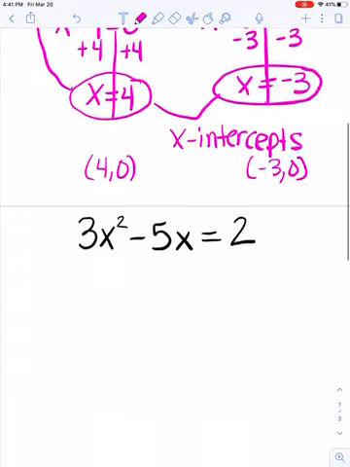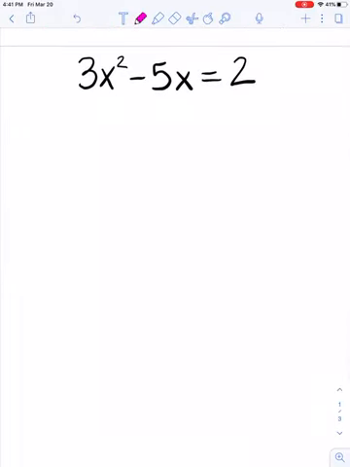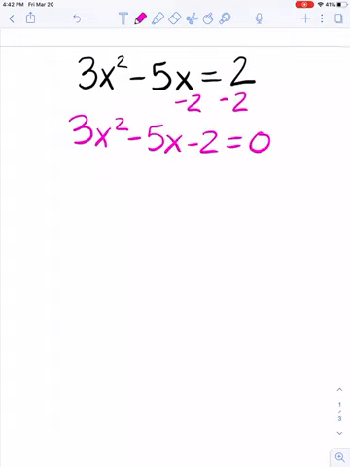So here's the first example. I'd like to do one more. You should notice something right off the bat with this problem, that something's not quite right. Hopefully you see that it's not set equal to 0, so we need to do that first. Set the quadratic equal to 0. So I subtract that 2 to the other side. Now it's set equal to 0.